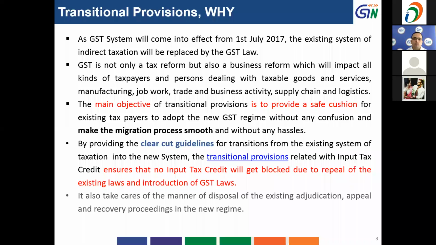So when we are moving from one regime to another, the transition provisions are provided so that the transition is smooth. It is a kind of cushion for any goods sent on the transition date, or any credit of duties of the previous regime, or any contract which is going to run into the new regime also, and how to deal with that. For that, government has given elaborate transitional provisions so that all these things are mitigated and the taxpayers benefit out of it.